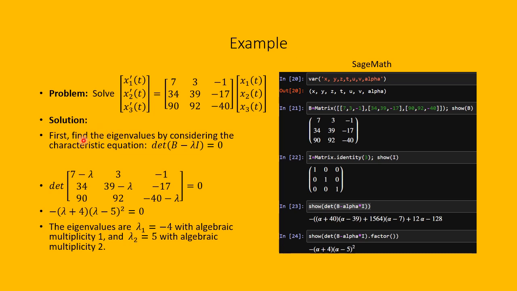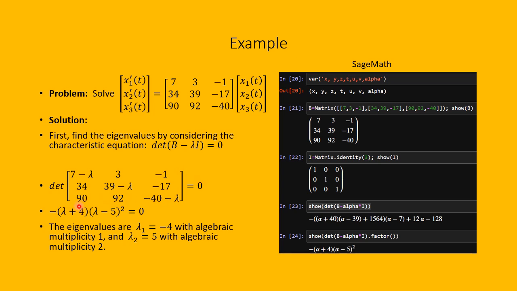The first thing we need to do is to find the eigenvalues by considering the characteristic equation. The determinant of B minus lambda times the identity equals 0. So here is the determinant, and this is the matrix B minus lambda times the identity. It's similar to the matrix B, except we're subtracting lambda times the identity, which means we're subtracting lambda from each of the main diagonal terms. And so we want to set this determinant equal to 0.